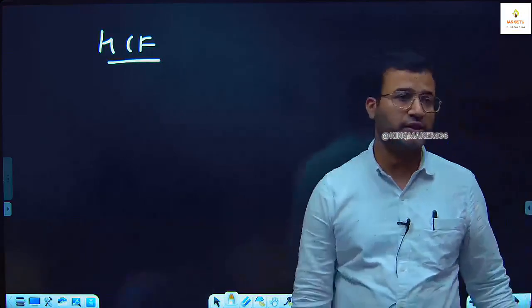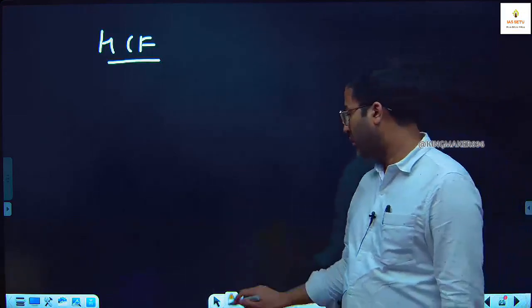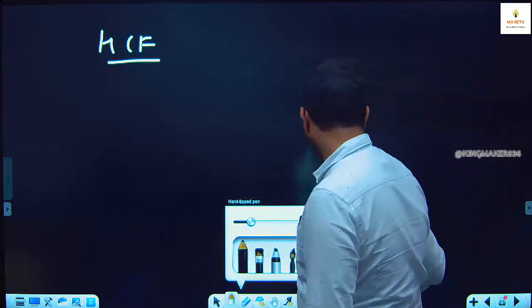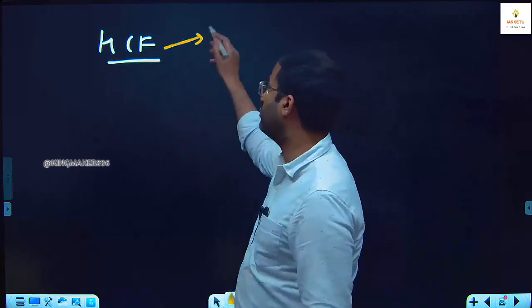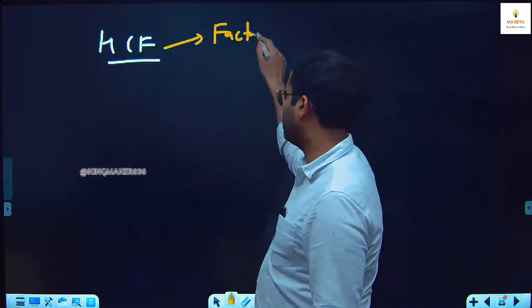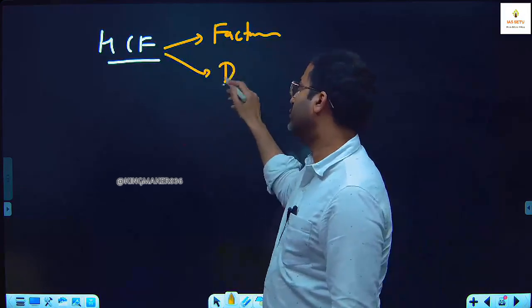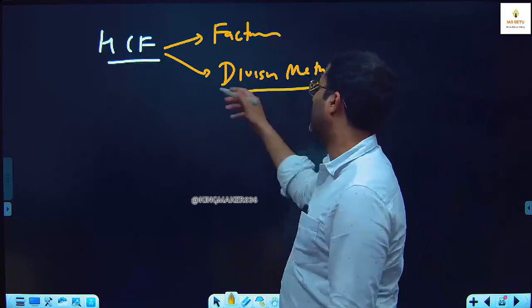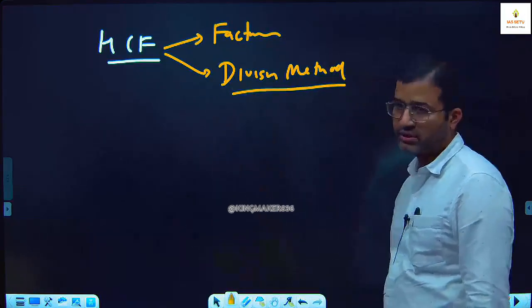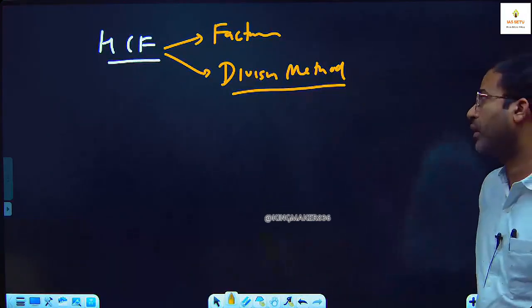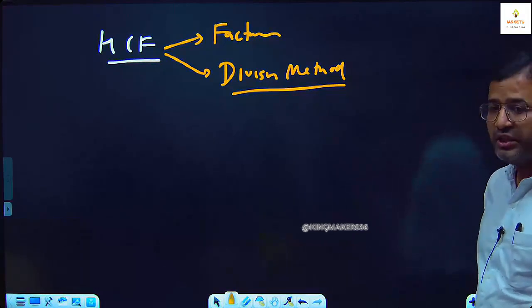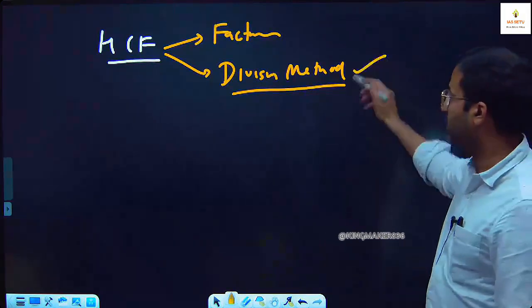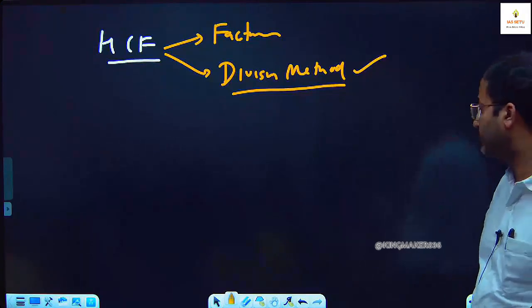HCF, highest common factor. There are 2 methods for HCF. For small numbers we use factorization, which I will teach. For big numbers we use the division method, which I will cover in regular classes. When it is a 3-digit or 4-digit number, the division method is more helpful for big numbers.